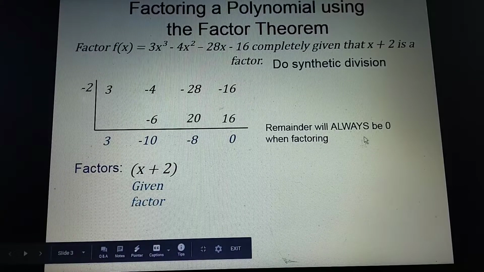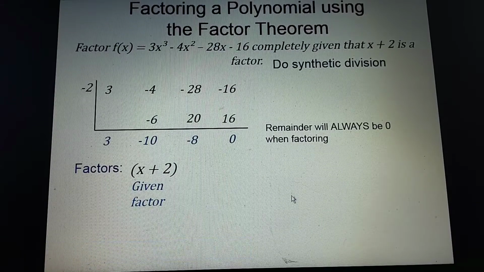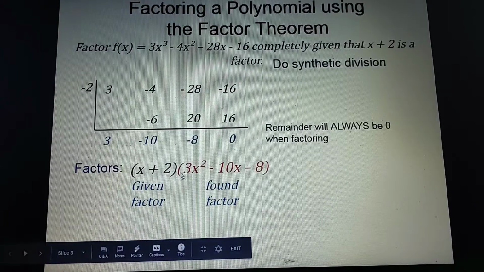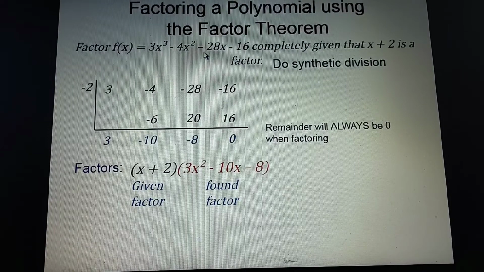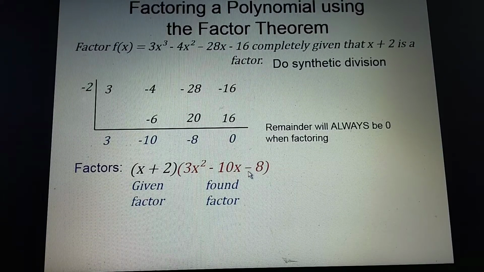Now we write down the factor they gave us, x plus 2, and then we turn these numbers into a polynomial. So when I multiply x plus 2 times 3x squared minus 10x minus 8, I end up back at 3x cubed minus 4x squared minus 28x minus 16. Now we're only half done. We need to take this newfound factor and make sure it is factored down as low as it'll go.